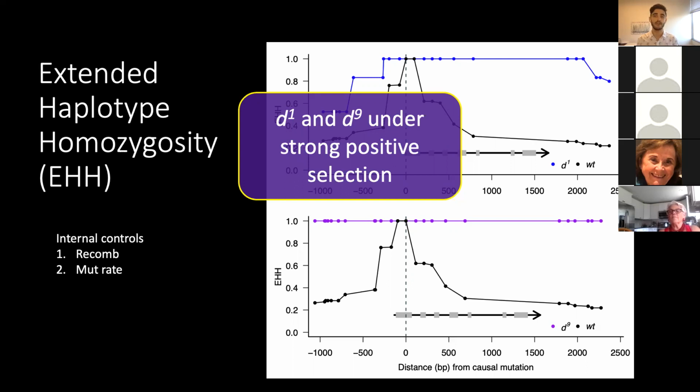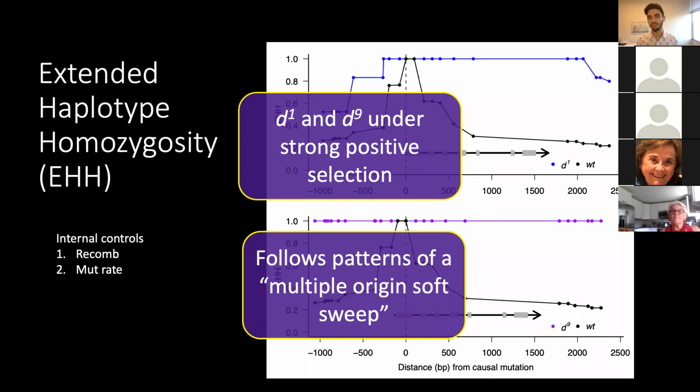This means that the patterns we measured in the field were not only accurate, we didn't just get lucky, but we're likely incorporating a lot, if not all, of the fitness advantage that is gained to wild type plants by lack of herbivory. This also really follows the patterns of what we would call a multiple origin soft sweep.